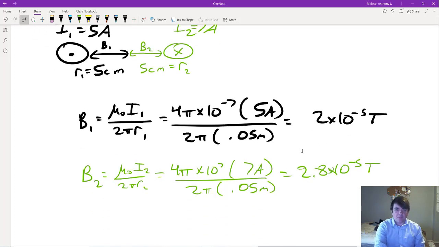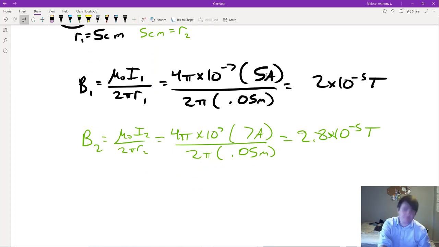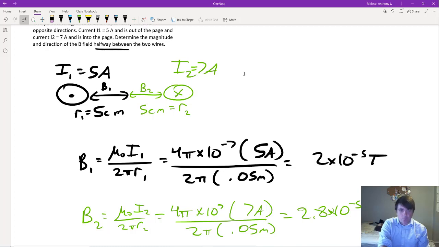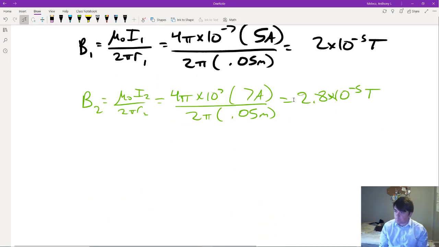So we've got these 2 fields. What we need to know is their directions. Each of them produces a different direction. We need to know what they are so that we can either add or subtract and get the total direction. If you remember right, use the curling right hand rule this time. You're not using the 3 fingers right hand rule, you're using the curling one.